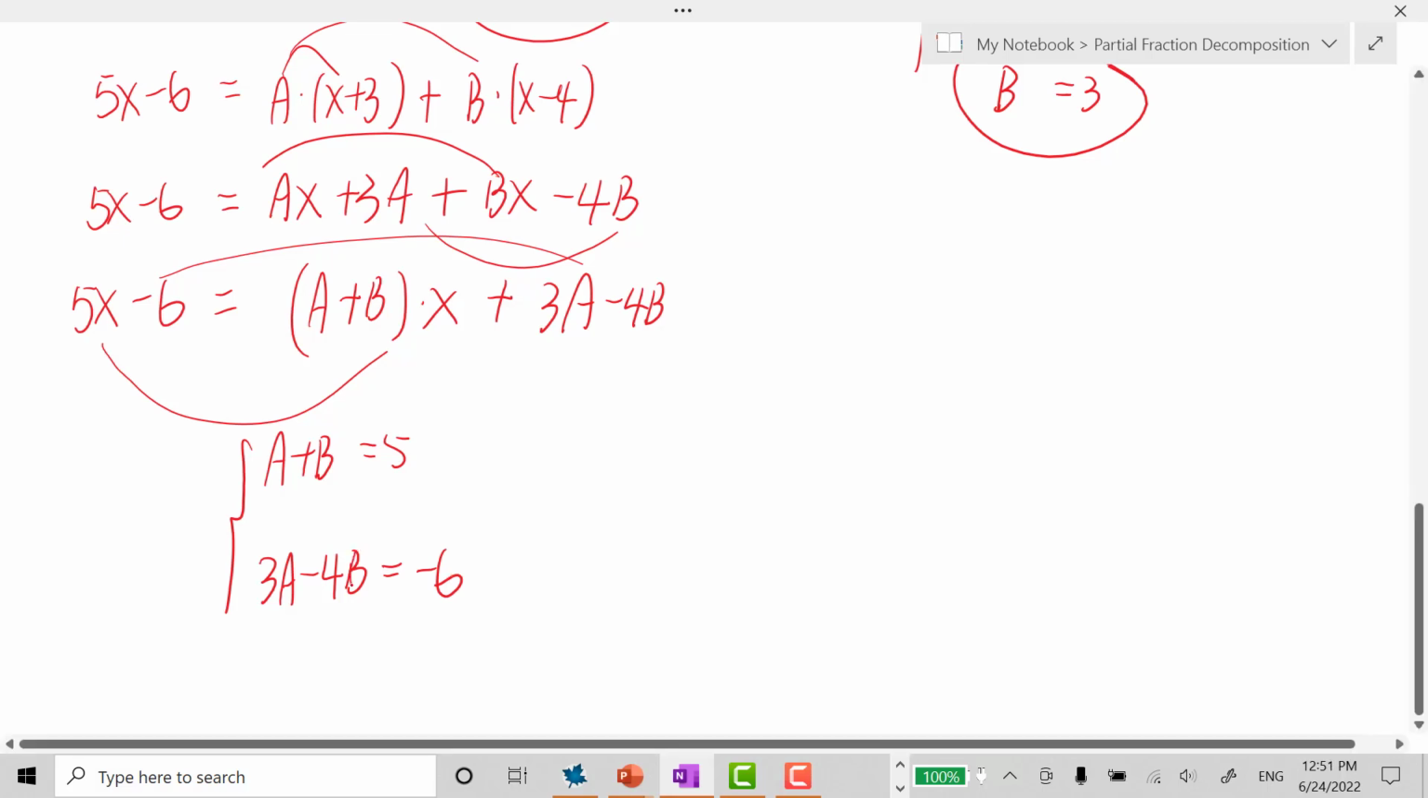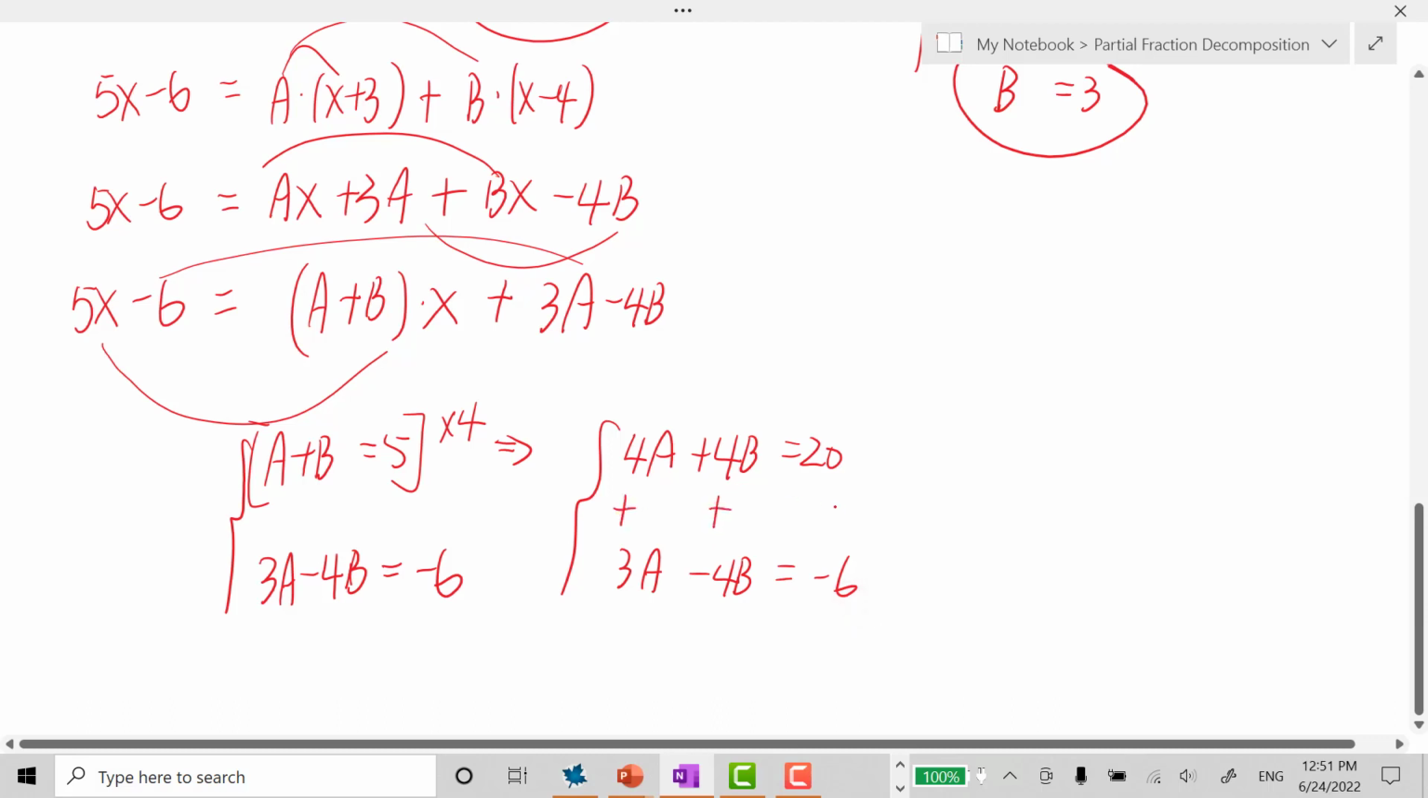So in order to solve for a, we can multiply the first equation, the entire equation, by 4. So we get 4a plus 4b equal to 20, and 3a minus 4b equal to -6. So now we have two opposite terms, plus 4b and minus 4b.